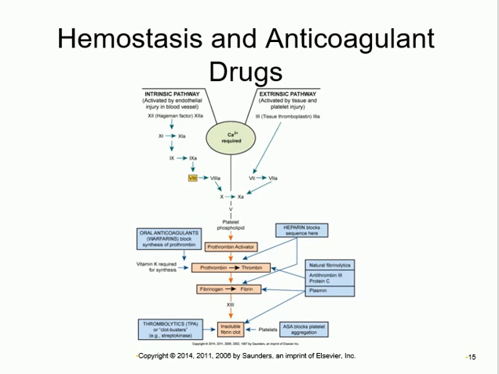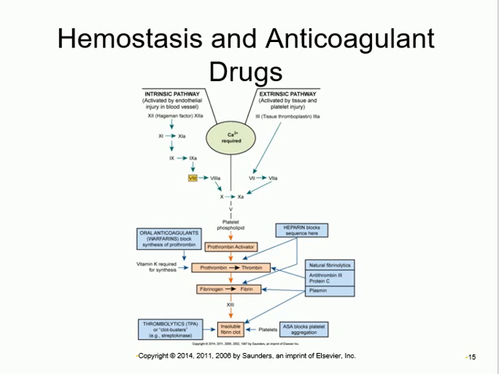Here is the hemostasis. The details are not the most important. Just know that this is a process of coagulation, how it occurs. Calcium is needed for coagulation. Vitamin K, we talked about it. And here is what I just talked about. Prothrombin to thrombin, fibrinogen to fibrin, and that will make blood clots.